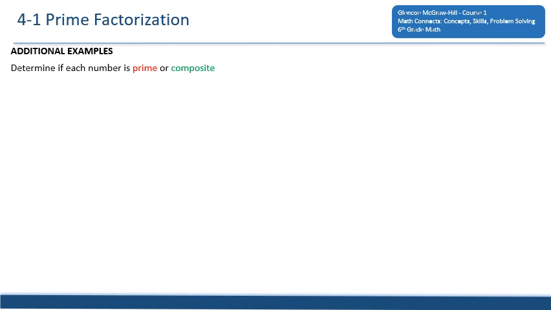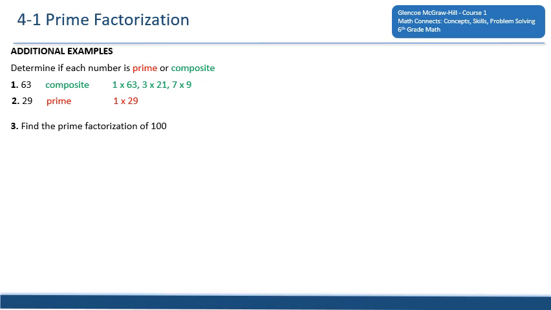Additional examples: determine if each number is prime or composite. 63. Composite. 1 times 63, 3 times 21, or 7 times 9. 29. Prime. 1 times 29.